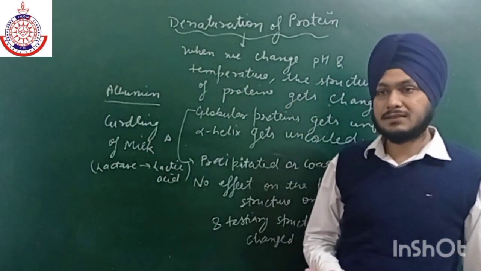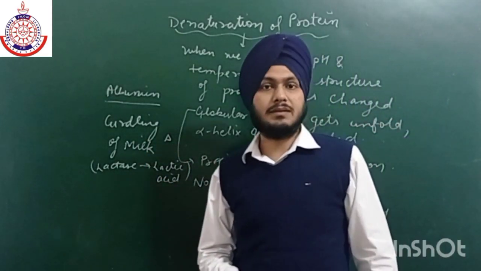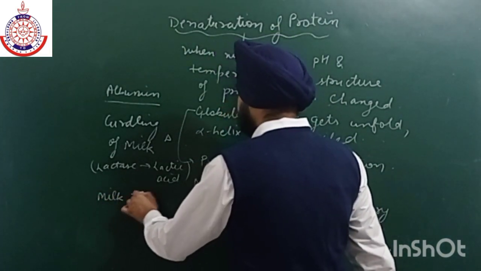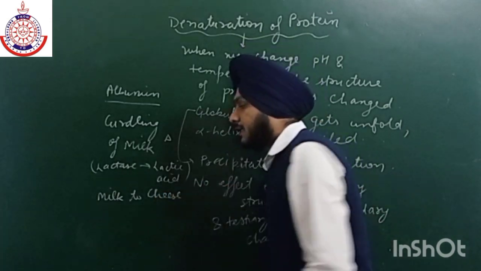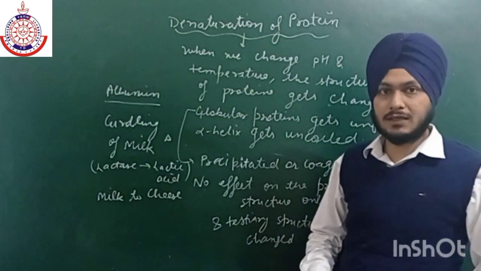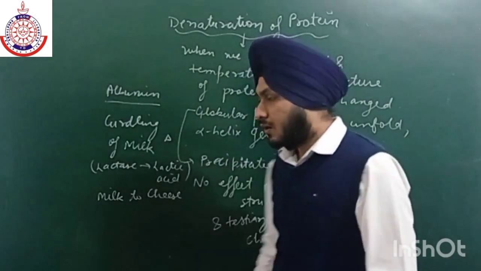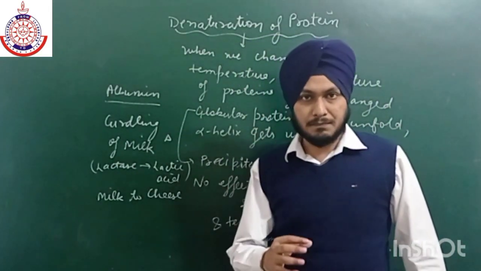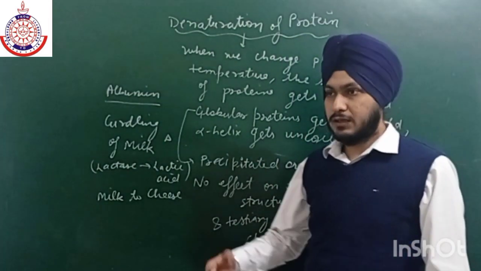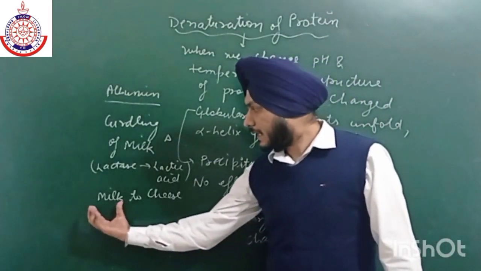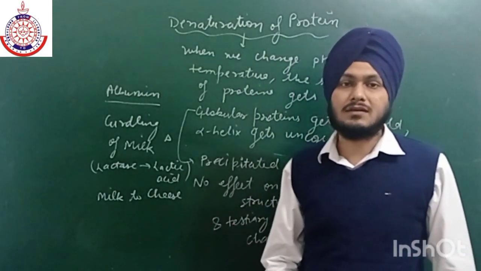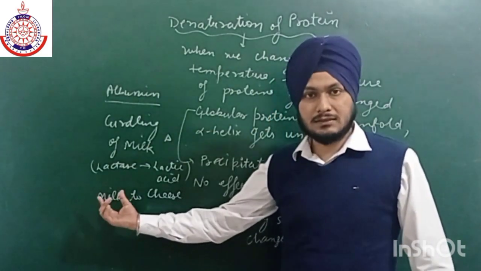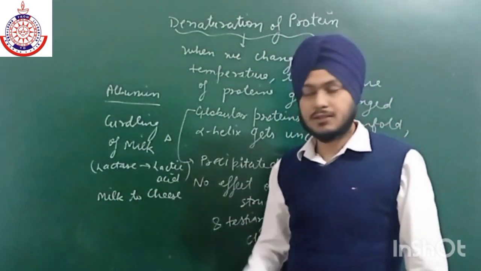Now one more example is there, that is conversion of milk to cheese. Okay, how does it take place? It takes place when we change the pH value, when we decrease the pH value. As we all know, in order to make cheese, we use lemon juice. We add some drops of lemon juice to milk, and simultaneously it gets converted into cheese.